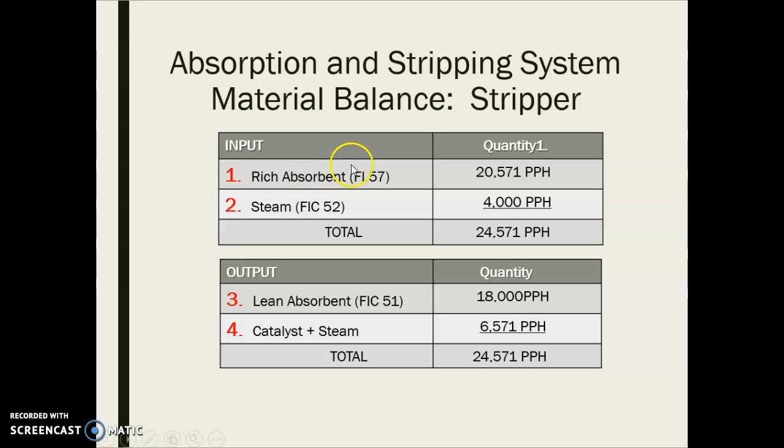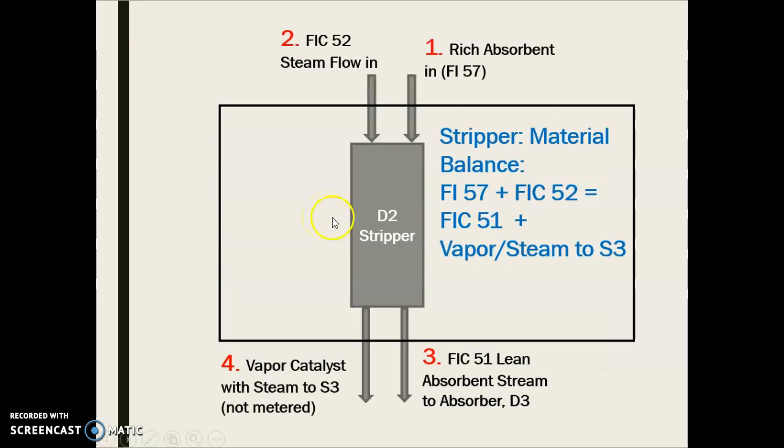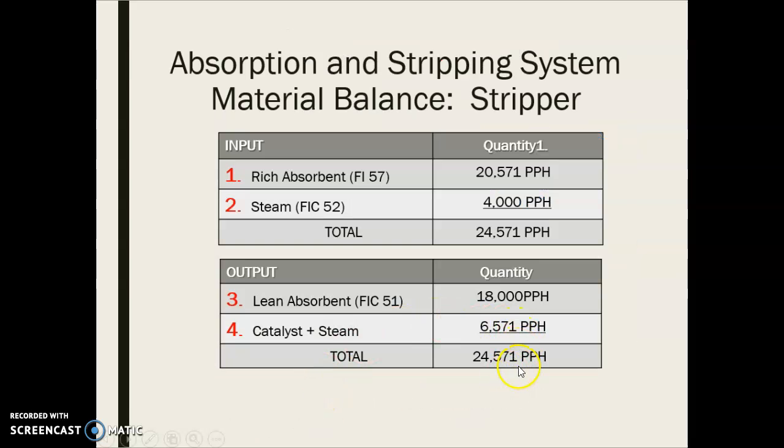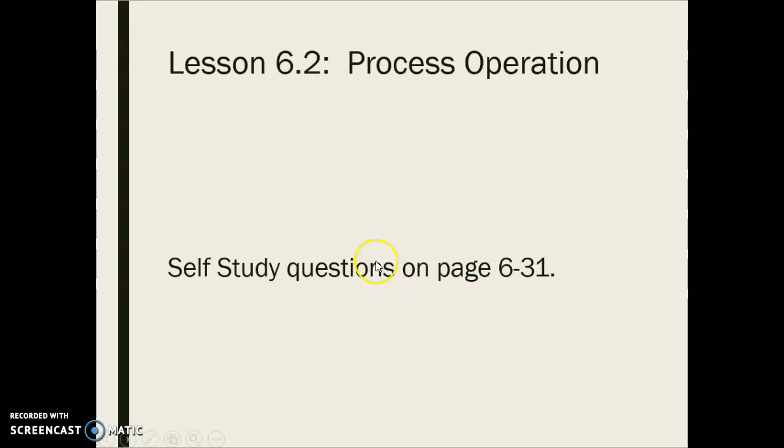Okay, so now we look at the rich absorbent and the steam. They both come in, and out come the lean absorbent and the catalyst and steam. So this equation is FI57 plus FIC52 equals this one minus that. That's how we can calculate this one. So we get the numbers here. We also need to look at the ratio of steam to catalyst, and that's just about a 1.56 to 1 ratio, steam coming in to the catalyst vapor.